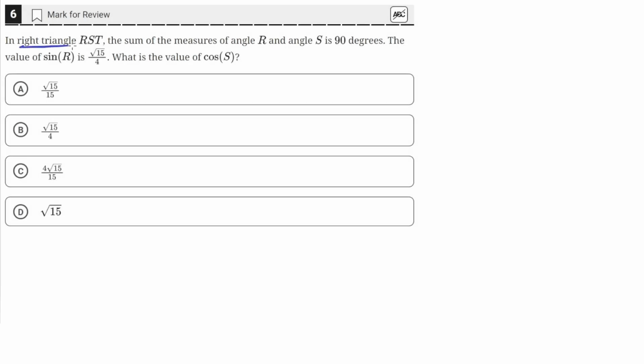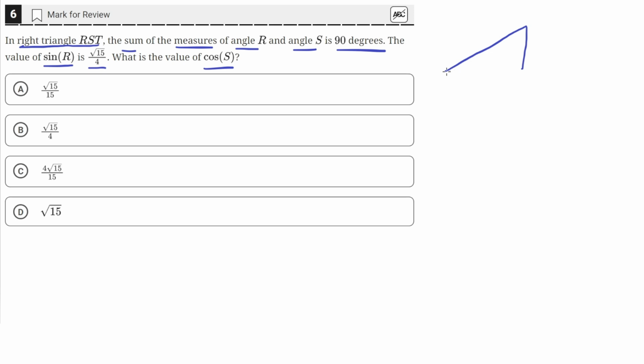In right triangle RST, the sum of the measures of angle R and S is 90 degrees. The value of sine R is square root 15 over 4. What is the value of cosine of S? Okay, so let's draw out this triangle.